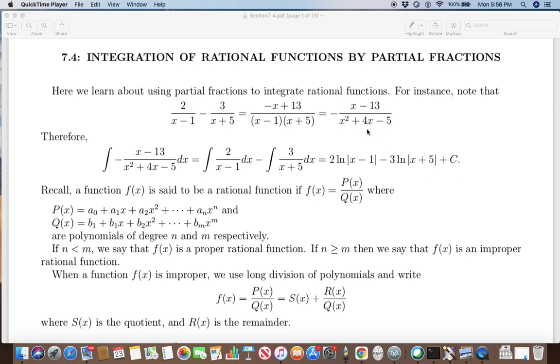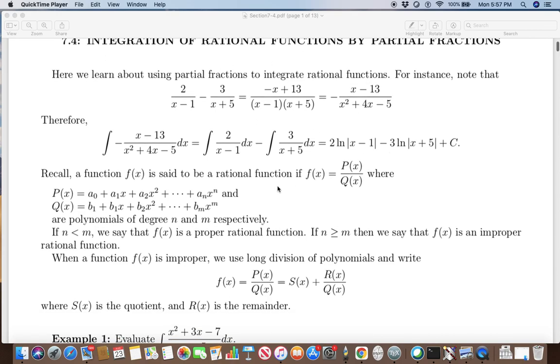So notice, if I needed to integrate this and I didn't know this, then I wouldn't have approached here. So these are called partial fractions. Their combination, either addition or subtraction, results in the rational function that you want to integrate. Okay? So, what is a rational fraction?